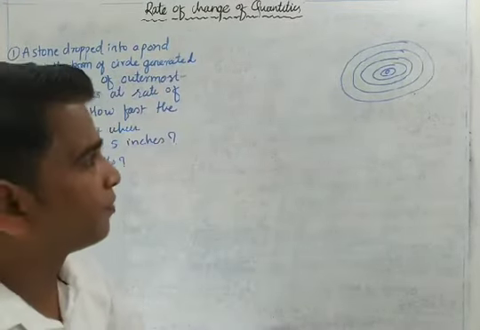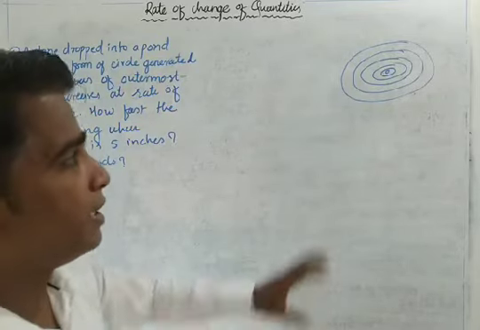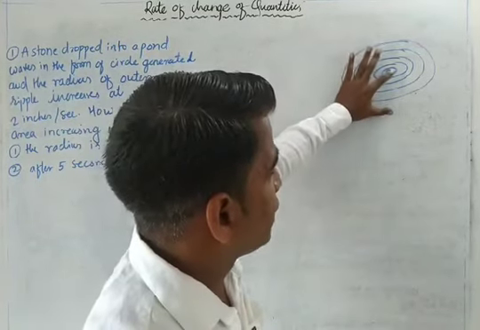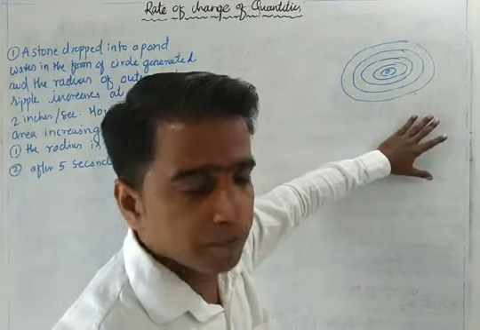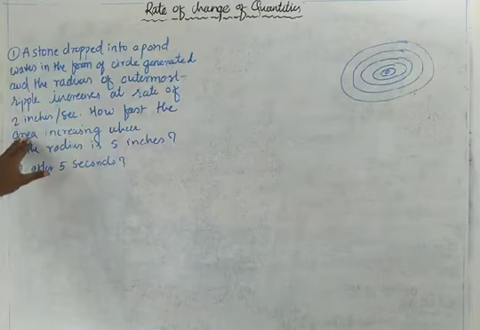Is that clear? Now we have to be clear with these basic things. In this example, what is going to change with respect to time? With respect to time, there is a change in the radius. Also, there is a change in area. And see that they ask the question with respect to change in area.